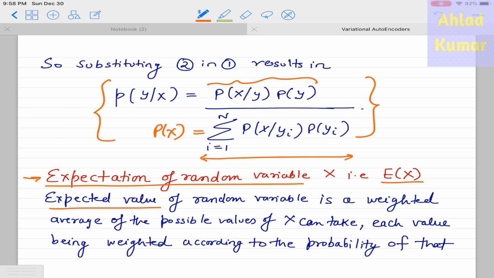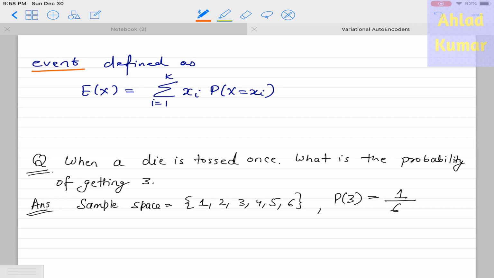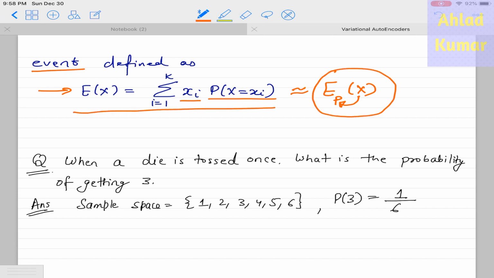So the expected value of a random variable is a weighted average of the possible values of x that it can take, where each value is being weighted according to the probability of that event, and it is defined as this, that is, E of x is the weighted sum of p of x given xi times xi. Sometimes it can also be represented as x, and by defining it like this, we are saying that x has the probability density function given as p. So this is another way of representing this same thing, and the reason why I am introducing this type of terminology is because we will be using this nomenclature in our future lectures.